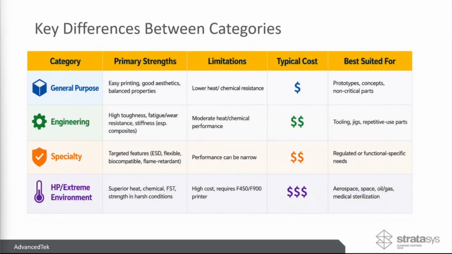And lastly, your high performance or extreme environment materials. Usually they offer superior heat and chemical resistance, FST rating, strength in harsh conditions. Limitations are it's a little bit higher cost and usually requires some of the higher end printers like the F450 or F900. It's going to be one of the more costly materials. And it's best suited for high demand areas like aerospace, oil and gas, or medical sterilization.